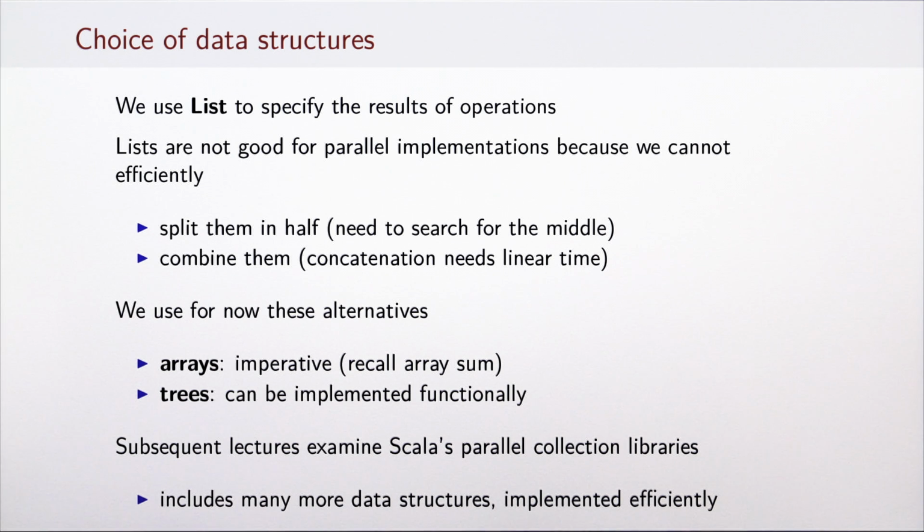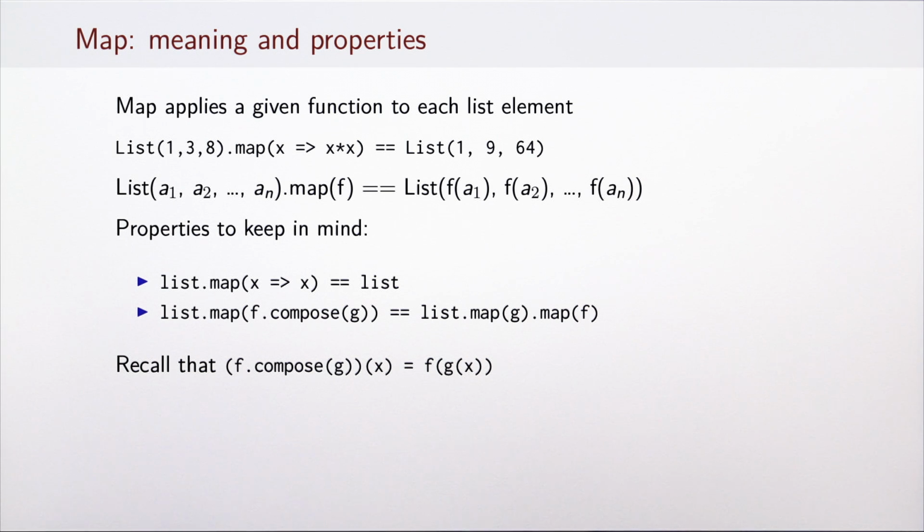For simplicity, here we will consider two alternatives to lists. The first one is imperative arrays, as you may have recalled from the array sum example, as well as trees, which can in fact be implemented in a purely functional model as well. In subsequent lectures, you will see more information about Scala's parallel collection libraries, which include many other data structures that are implemented efficiently and that offer additional benefits. Let's start by discussing map.